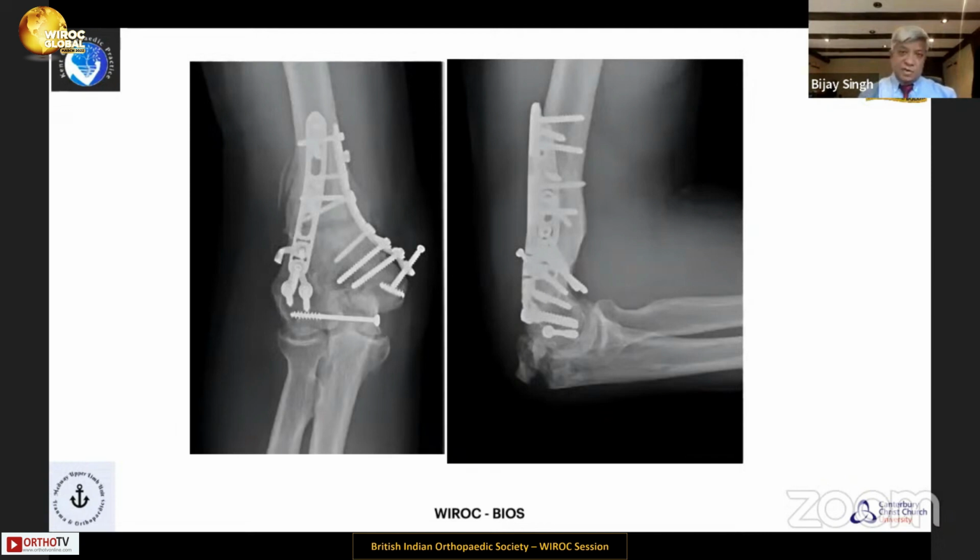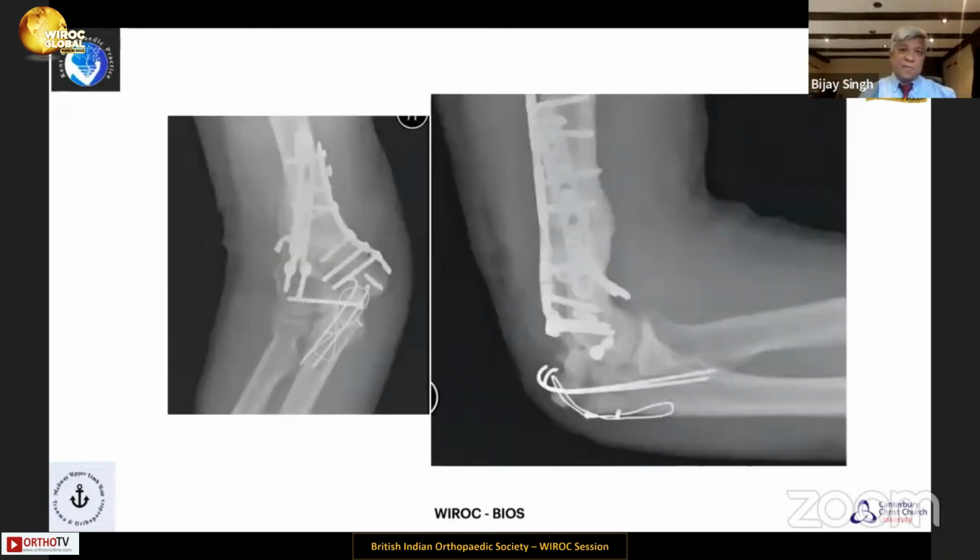You can see this is not where the osteotomy was done. This is more proximal to that, which was fixed with a tension band wire. But unfortunately, he went on to develop some infection and even ulnar neuropathy. Eventually, it all settled down, but it took months for this to go away.